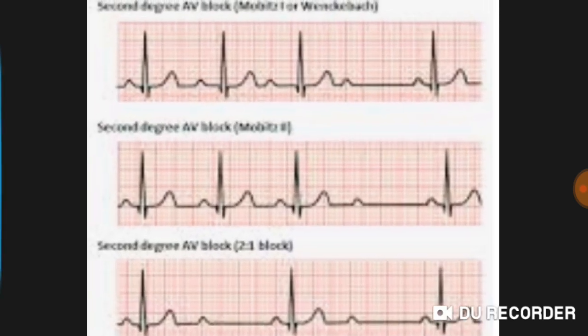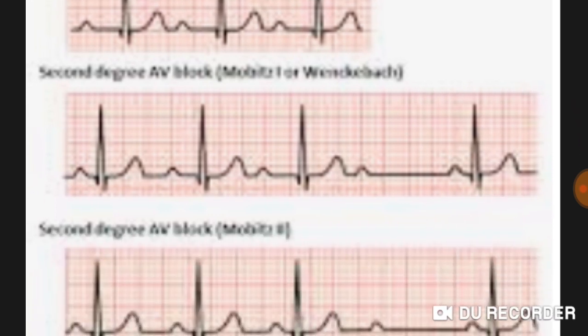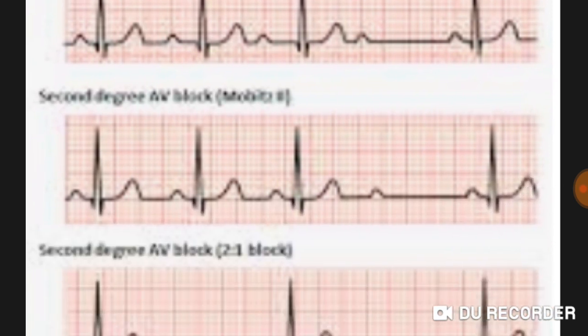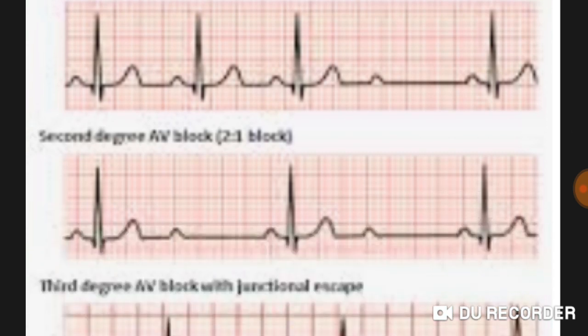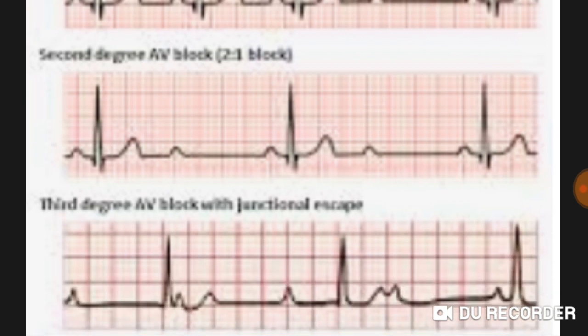Here is the picture which summarizes all the blocks. First degree: PR interval prolongation. Second degree AV block part 1, that is Mobitz 1: constantly increasing PR interval then a pause of the QRS. And no prolongation of the PR interval and a pause of the QRS is second degree AV block Mobitz 2. And 2 to 1 is 2 P waves followed by one QRS. And this is third degree AV block.